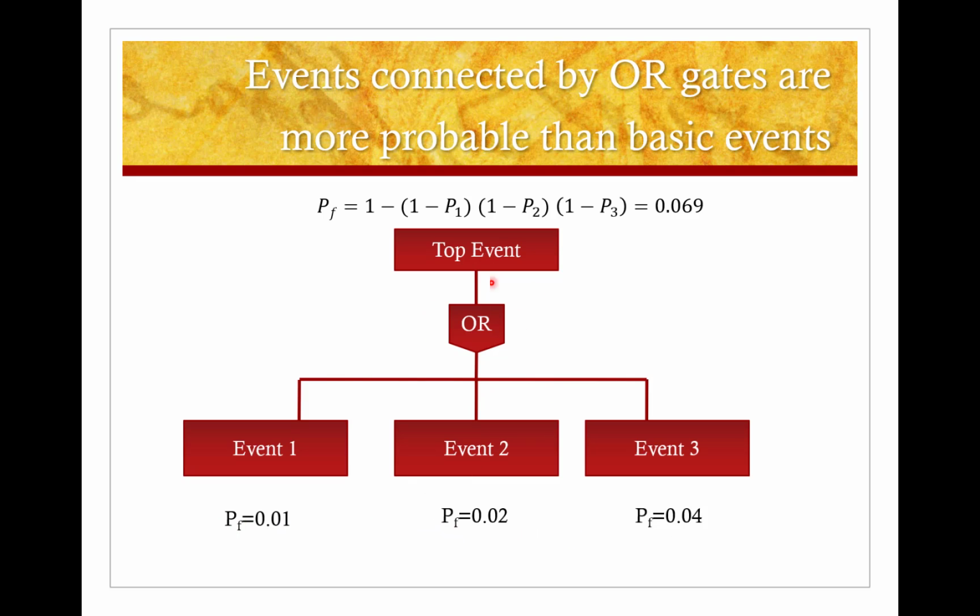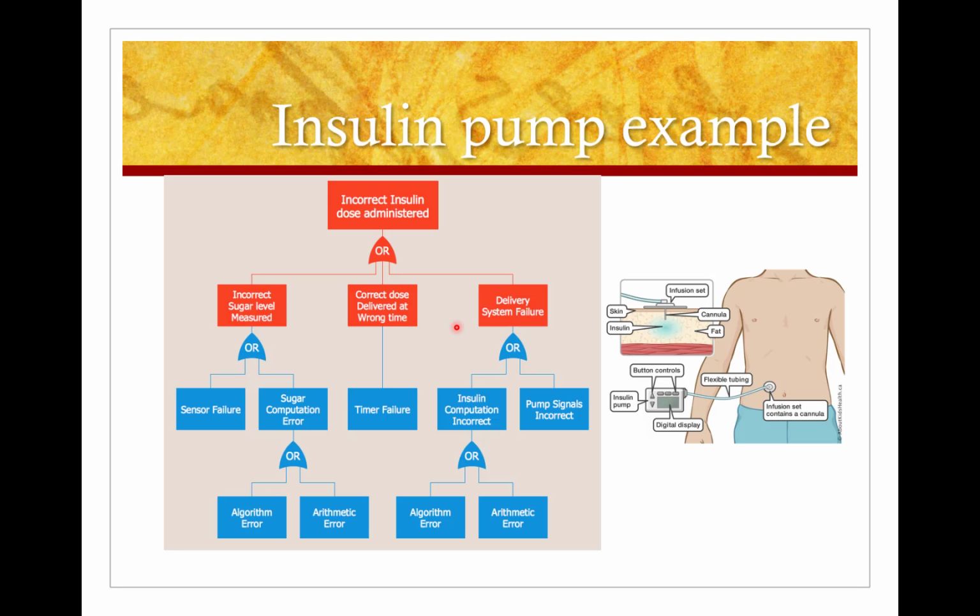So OR gates are not good things to have in systems that are critical. Now, it turns out we do have them, and you can appreciate how the probabilities propagate up and what sort of quality control you would have to have on the lower level components that occurred in the fault tree.